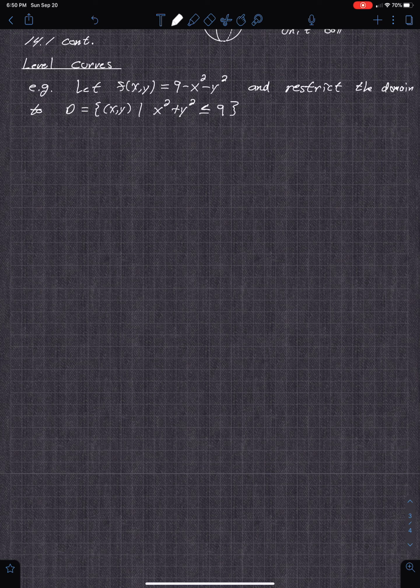So we can look at a few things, like the domain is that set of values. I'll just draw a little thing here for us. So that's going to be everything on the inside, origin, radius 3. Okay, so that's the domain. That's my D.